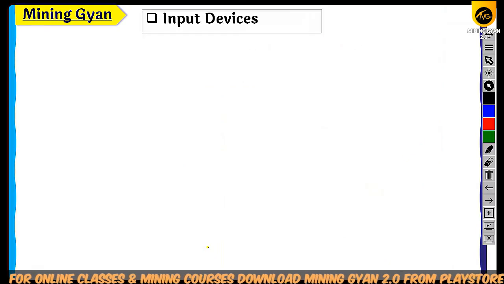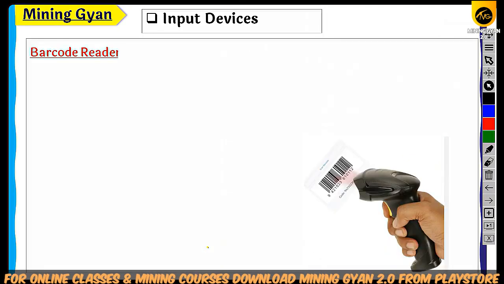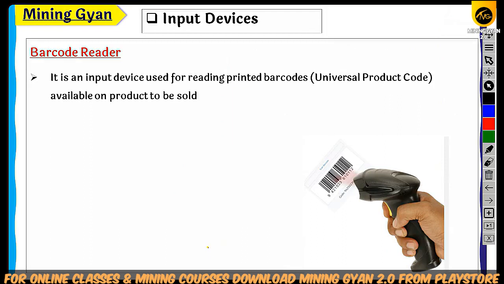Now the next one is the barcode reader. It is an input device used for reading printed barcodes, which are also called the universal product code, available on the product to be sold.